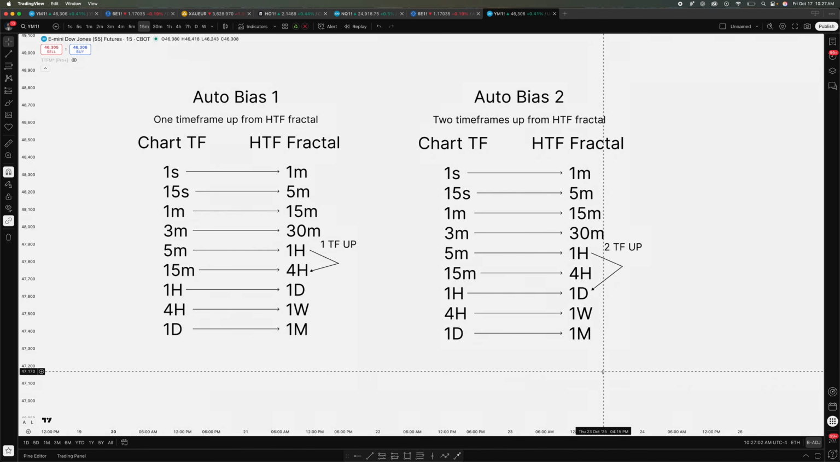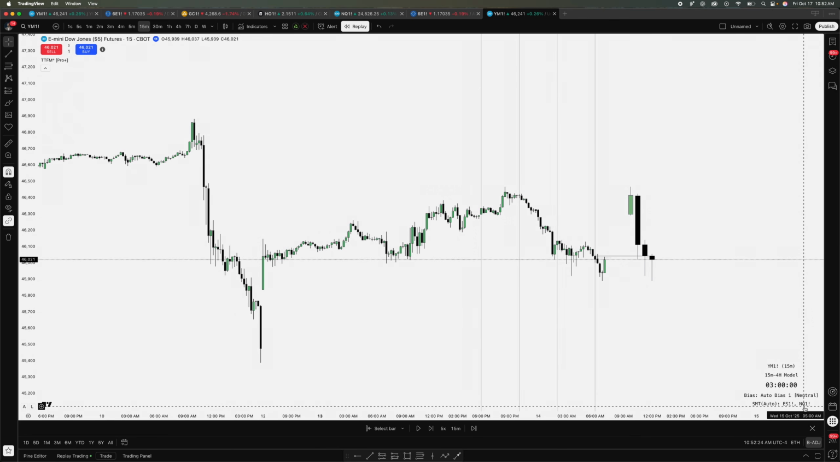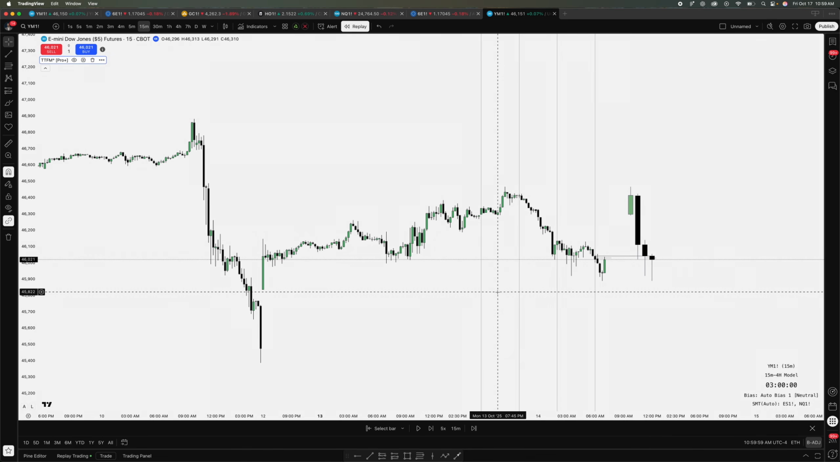So just because you're using auto bias does not mean that every single day the indicator is going to have a bias. There will be times when the auto bias shows that the bias is neutral. There is nothing wrong with the indicator. That simply means on the time frame alignment that you're using for the auto bias, there was no C2, 3, or 4 confirmed candles.